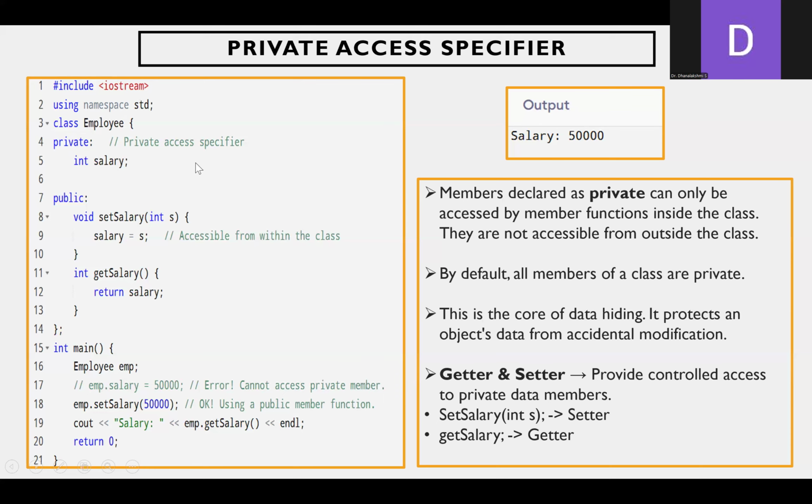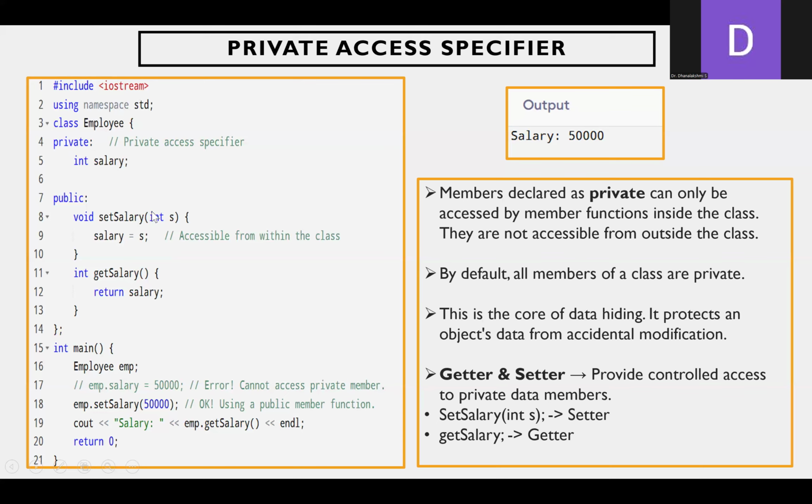Inside the class, we first have the private access specifier. Here, the data member int salary is declared as private. That means it cannot be accessed directly from outside the class. Only the member functions inside the class can access it.